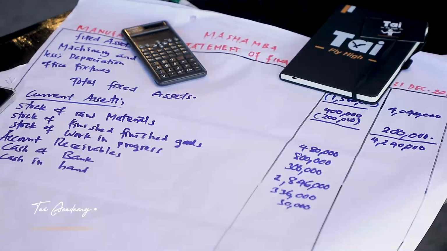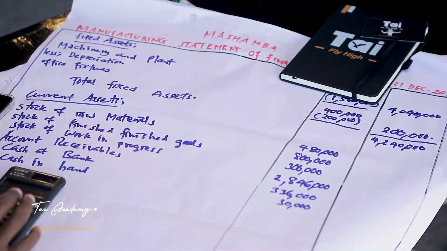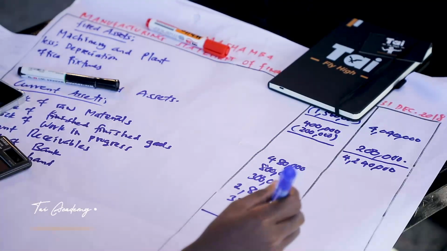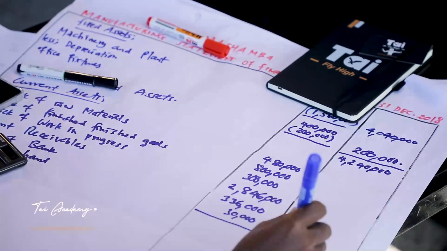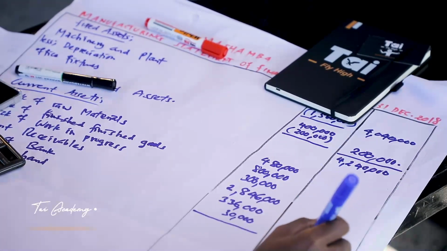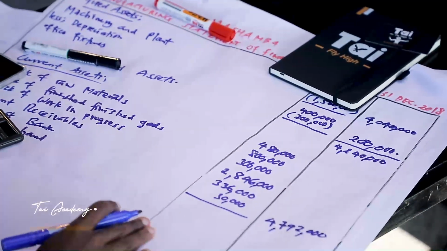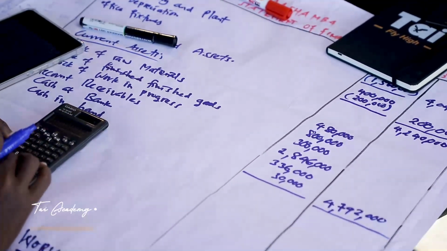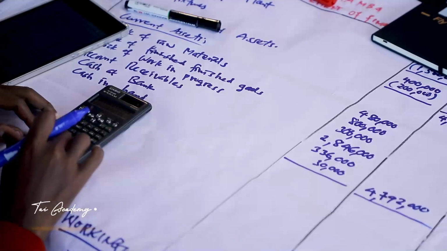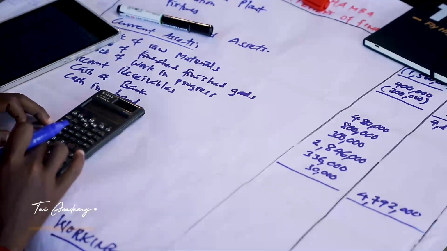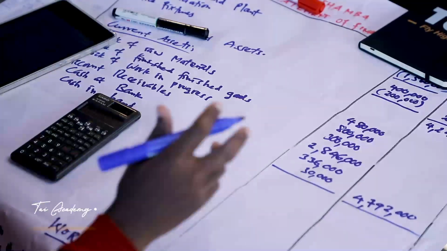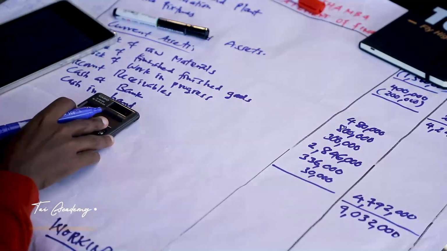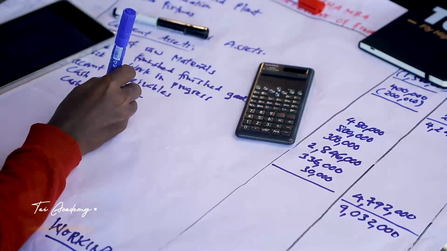So after there we are going to add them. Go 48. So after adding the current asset you get a total of 47,000 million. So we are adding the fixed asset and the current assets. 240. So we'll have a total of 9,032,000. It's a total assets.